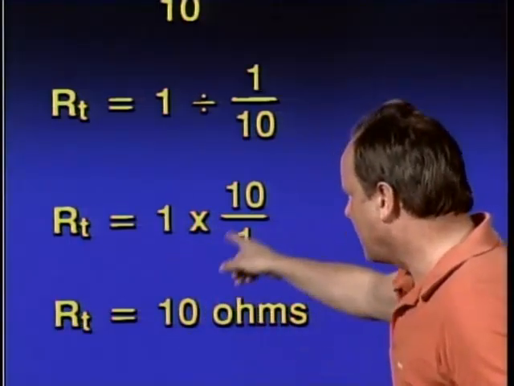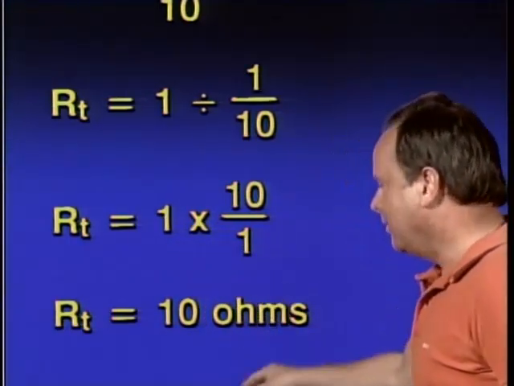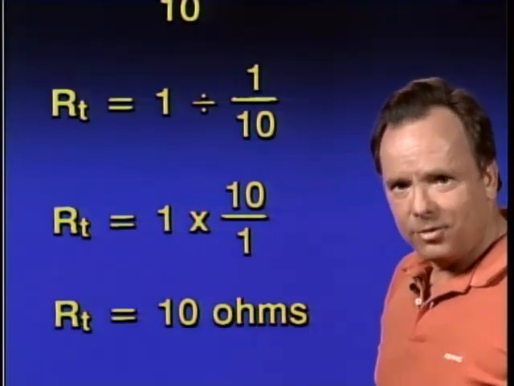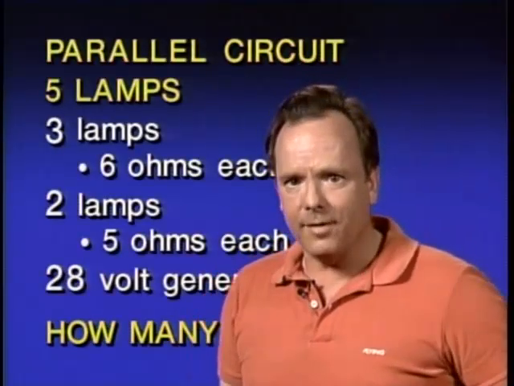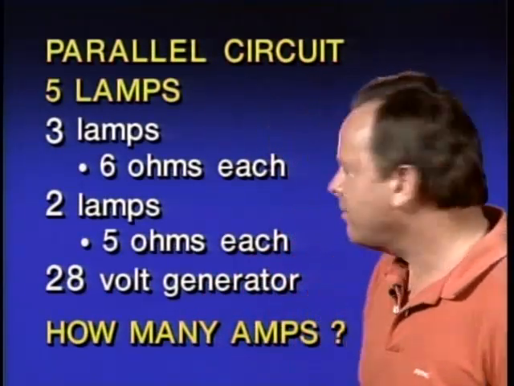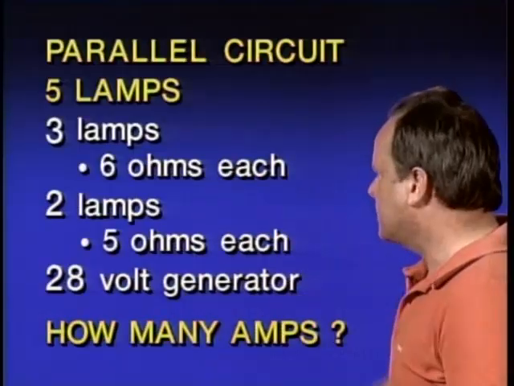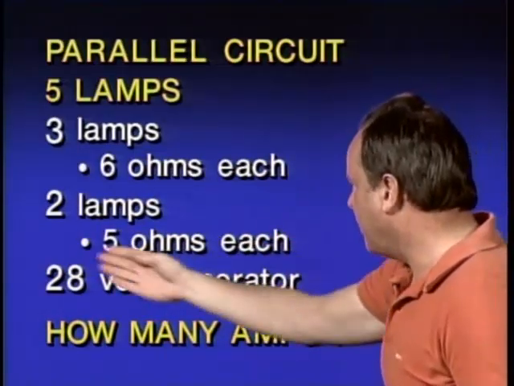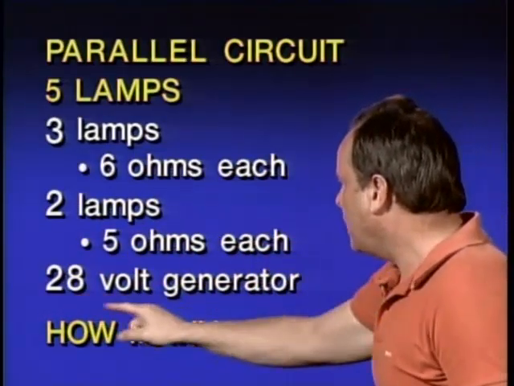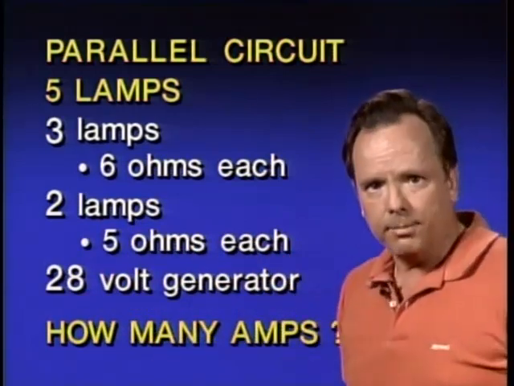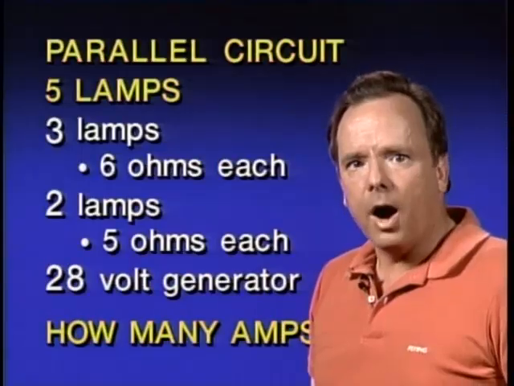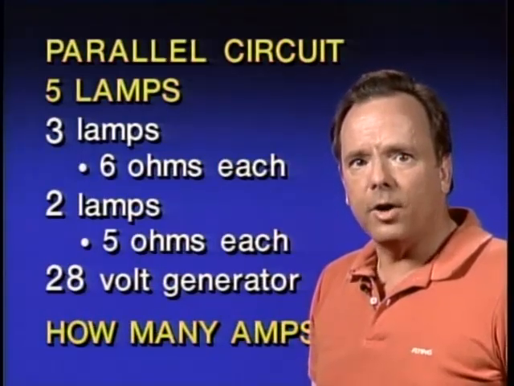There's another way we could express that, and that is 1 divided by, with a division sign, 1/10. Now, if you want to get rid of the division sign, all you have to do is flip-flop the 1/10, and so the total resistance is equal to 1 times 10. And what's the total resistance of the circuit? The answer is 10 ohms. You can see it right there. 10 times 1 is 10, divided by 1 is still 10, and the answer is 10 ohms.